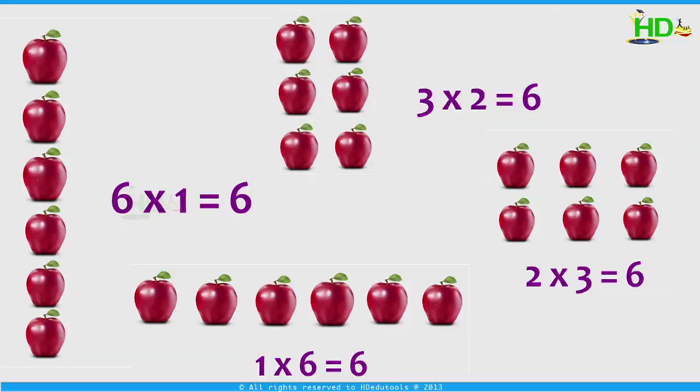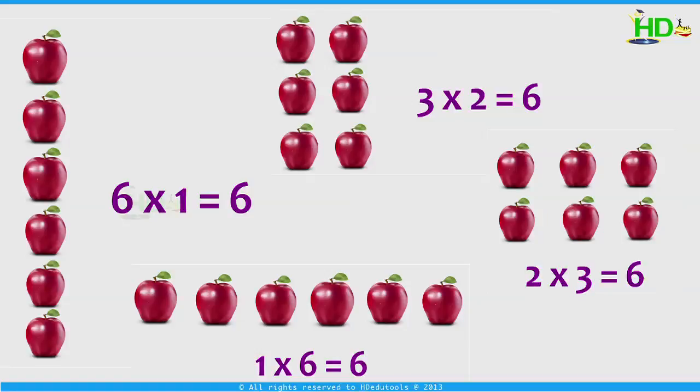Now, from these arrangements, we can observe that 6 can be written as a product of two numbers in different ways. That is, we can write 6 is equal to 1 into 6, 6 is equal to 2 into 3, or 6 is equal to 3 into 2, or 6 is equal to 6 into 1. Now, from 6 is equal to 2 into 3, it can be said that 2 and 3 exactly divide 6. So, 2 and 3 are factors of 6.